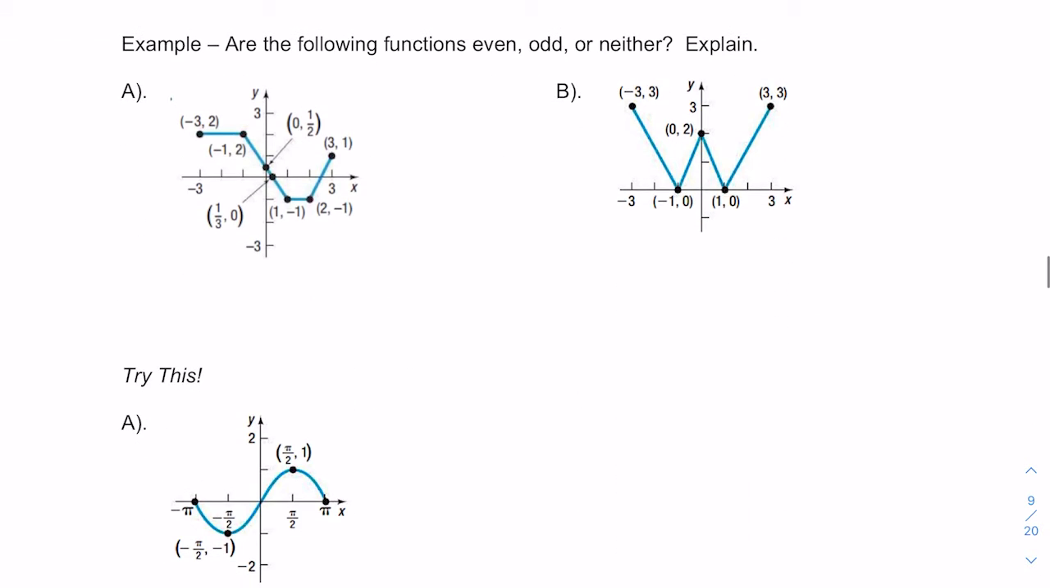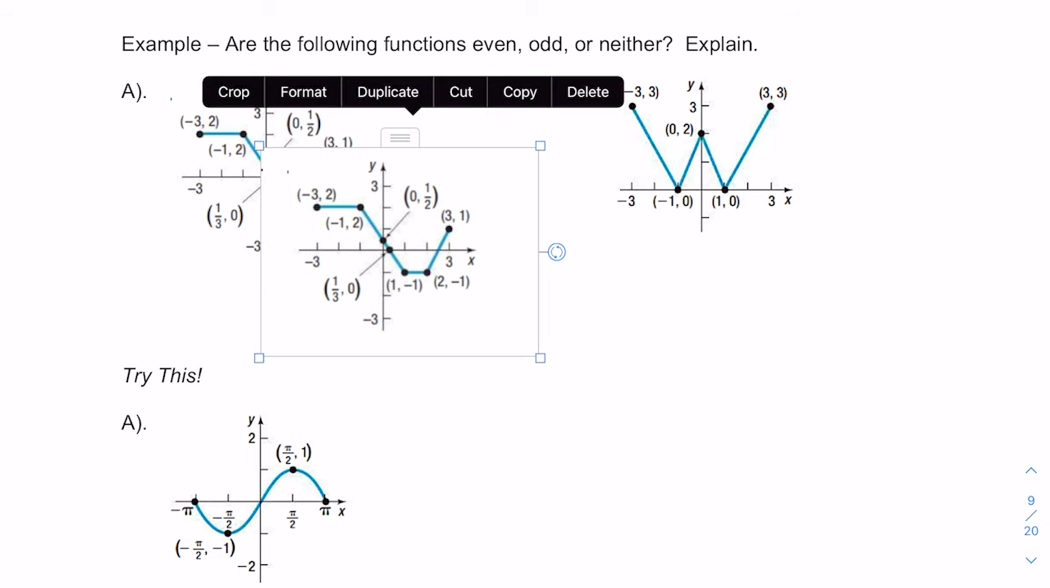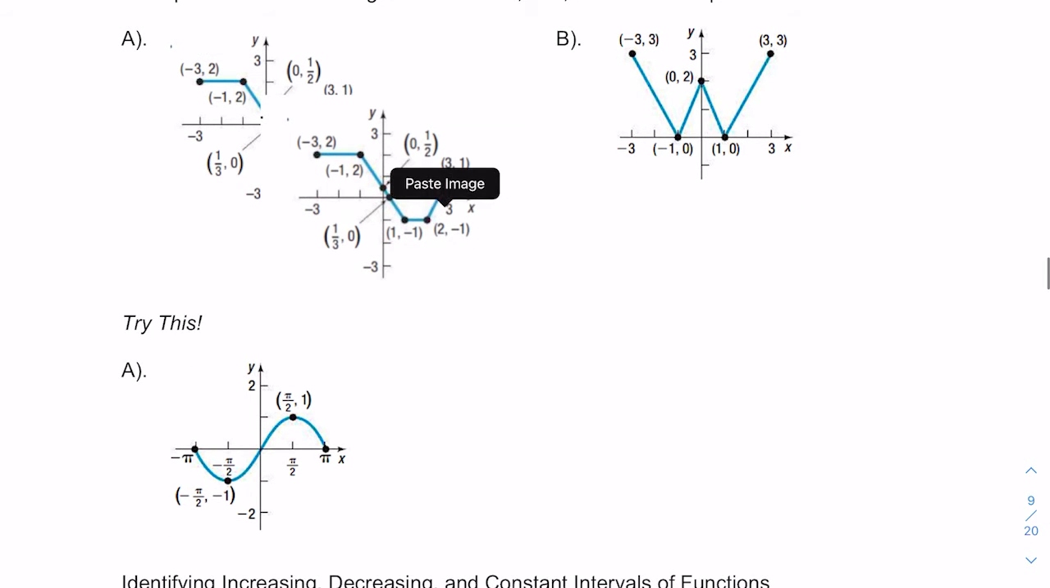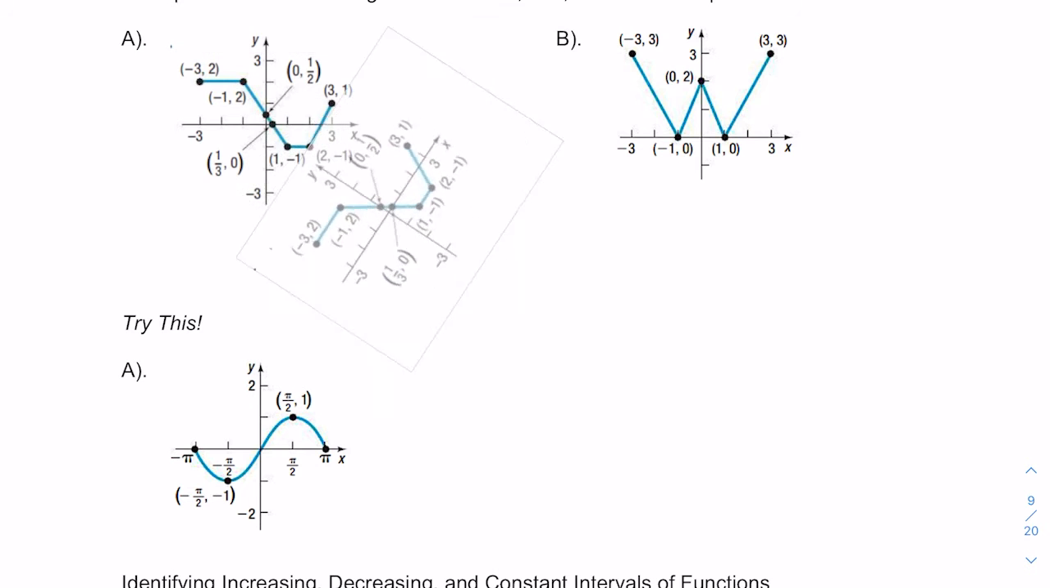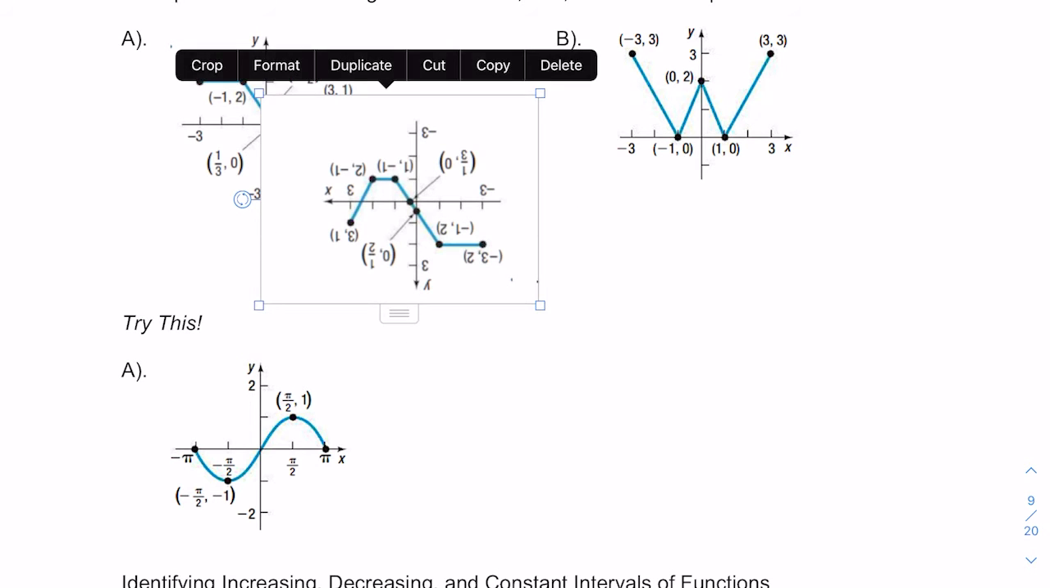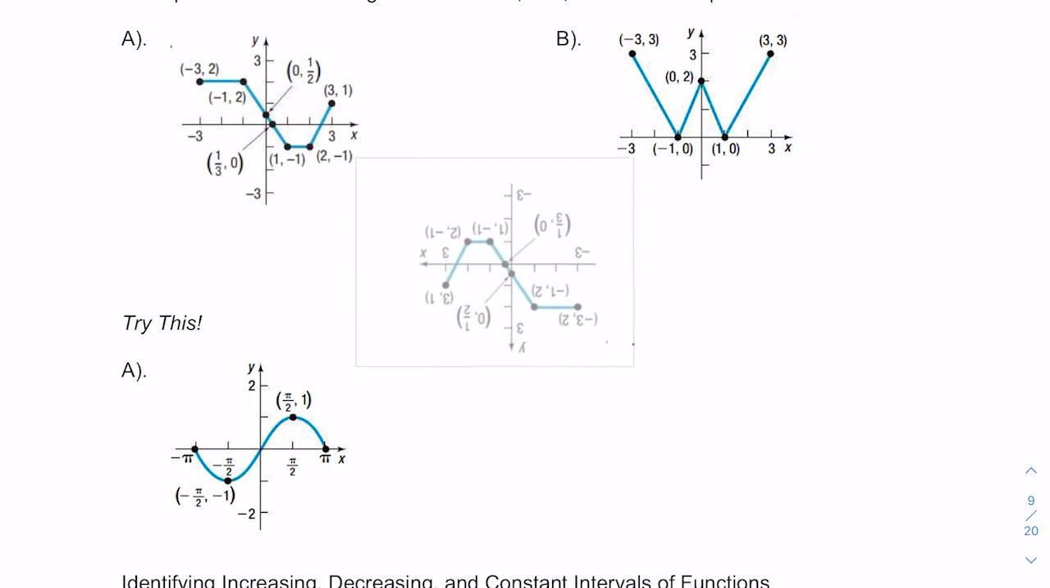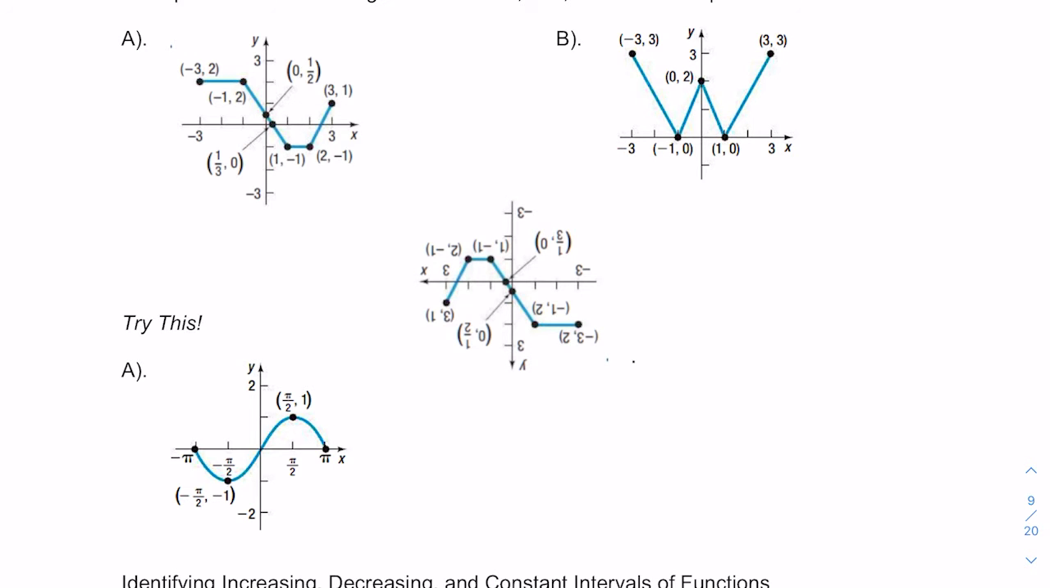Okay, so here I give you the graph. You need to determine, is it even, odd, or neither? Again, if you were to take letter A and turn it upside down, which I can kind of show you here, if I copy and paste and now turn it upside down, it does not look the same. So therefore, this is neither.